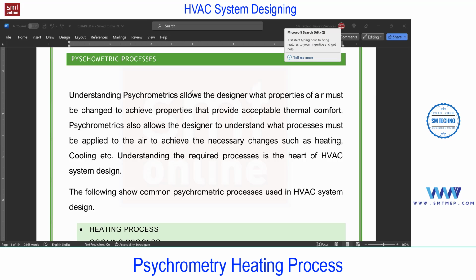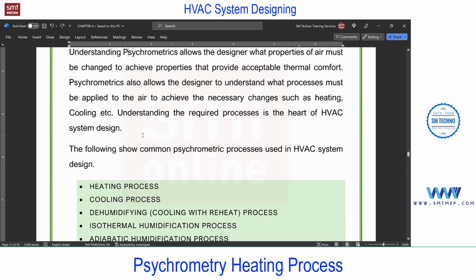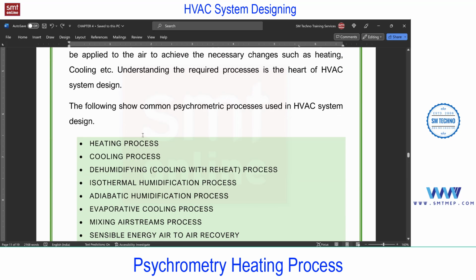So I'm going to share the screen. Here you see, understanding psychrometrics allows the designer to know what property of air must be changed to achieve the desired properties as per the comfort requirement. And understanding these required processes is the heart of HVAC system design. So what are the different processes? You'll find the list here, and each and every process will be verified with the help of the psychrometric chart.